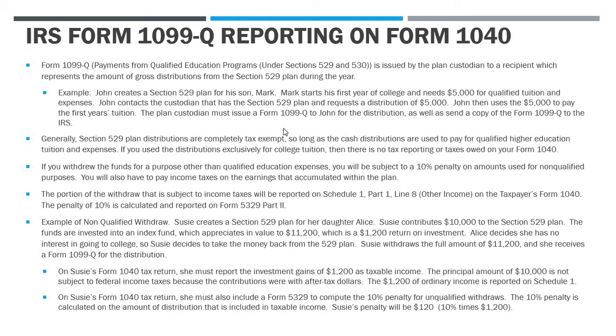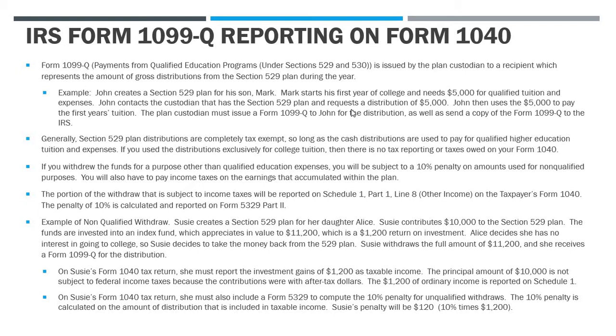Now, once he does that, the plan custodian, so whoever holds the account with the 529 plan, has to issue a 1099-Q to John to report the distribution, and a copy of this goes to the IRS. Okay, so the 1099-Q is very similar to 1099-DIV for dividends, 1099-INT for interest, 1099-R for retirement distributions, and so on. So once John gets this 1099-Q, what does he have to do?